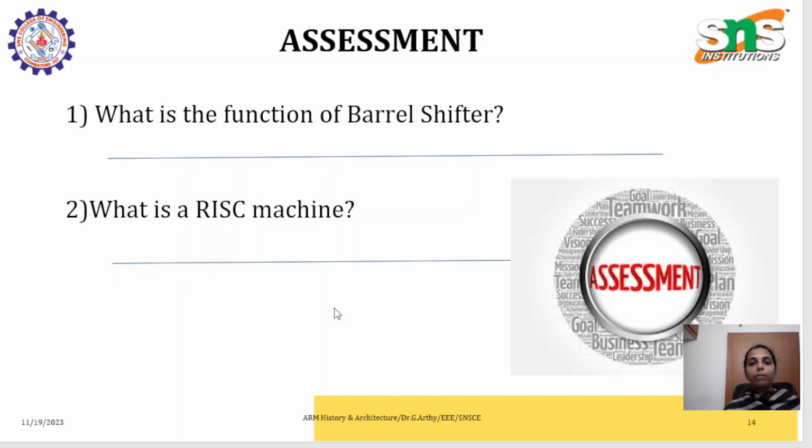RISC machine: reduced instruction set computing. And what is a barrel shifter? It is used to shift digital values either to the right or left in one clock cycle.